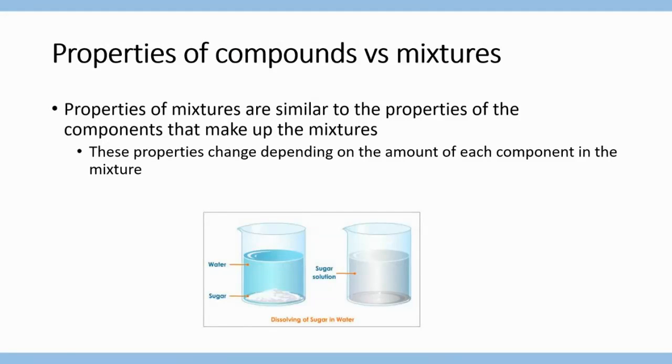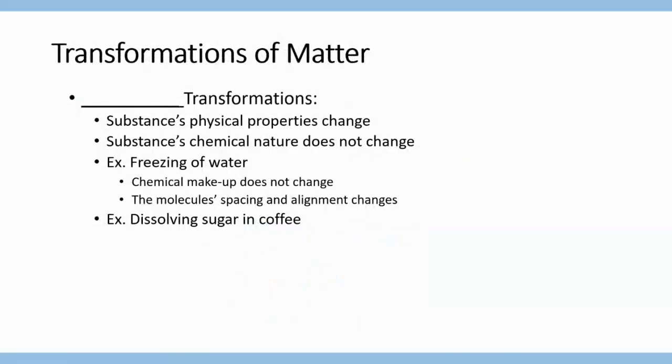So when we saw the burning or the heating of the iron and sulfur, that was going through a transformation. So we're looking at transformations of matter next. That was a chemical transformation. First, we're going to talk about physical transformations. When a physical transformation occurs, the substance's physical property changes. So that could be going from a solid to liquid, liquid to gas, dissolving. But the substance's chemical nature doesn't change.